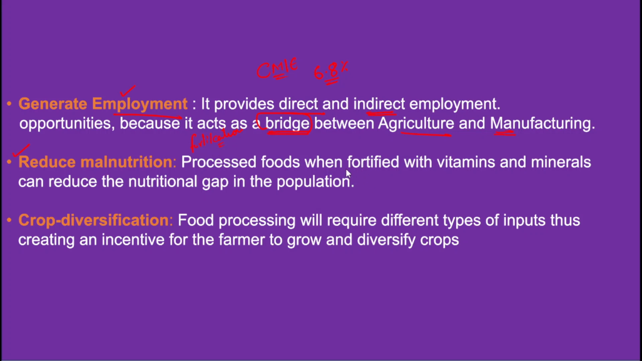Processed food, when fortified with vitamins and other essential minerals, can significantly reduce the nutritional gap in the population. After that, we need to focus on crop diversification as well. Wheat and rice are dominant crops in India. However, apart from wheat and rice, we need to focus on pulses, cereals, and other horticulture crops, fruits and vegetables, because that is the essence of growth of the food processing industry.